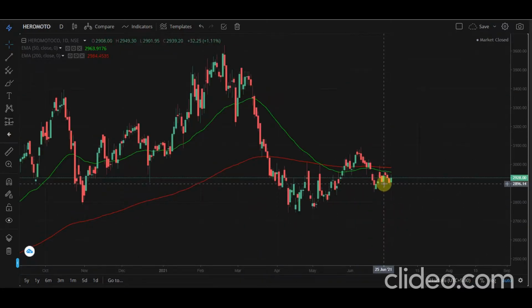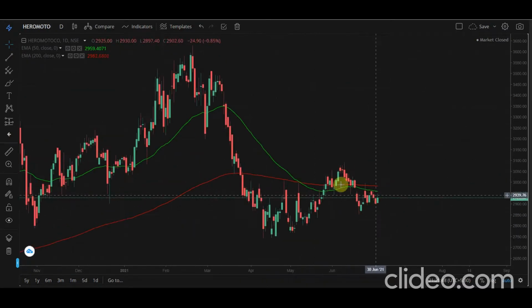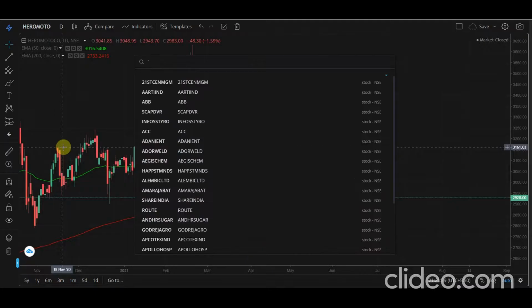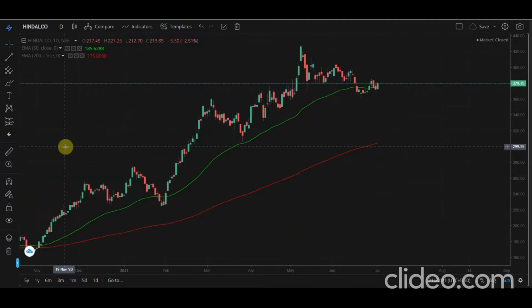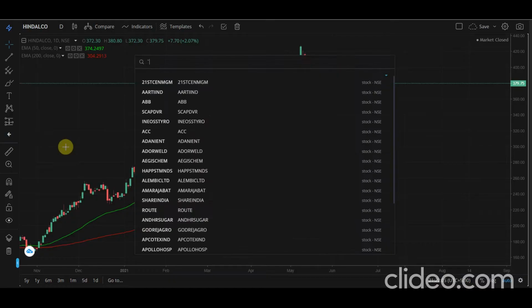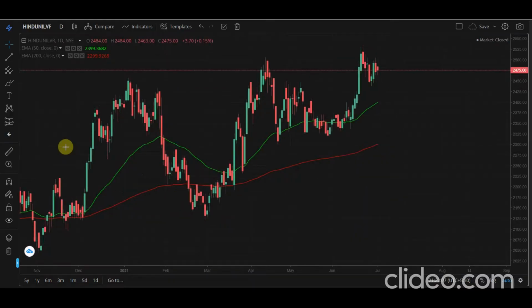Yeah, it has shown a bearish kind of crossover and it's still trading in that particular range. So let's mark it as blue for 50 EMA. Next is Hindalco, very far away as expected. Hindustan Unilever, very far away.